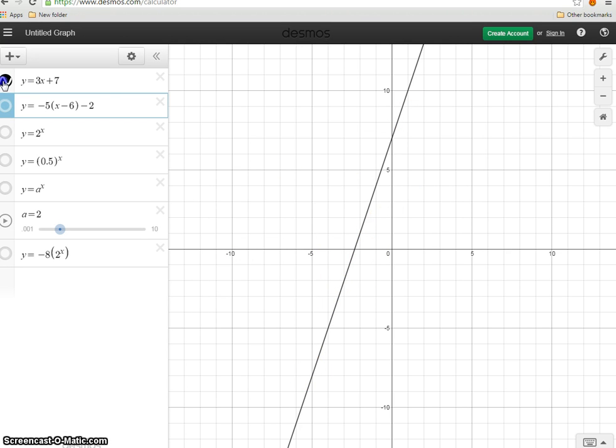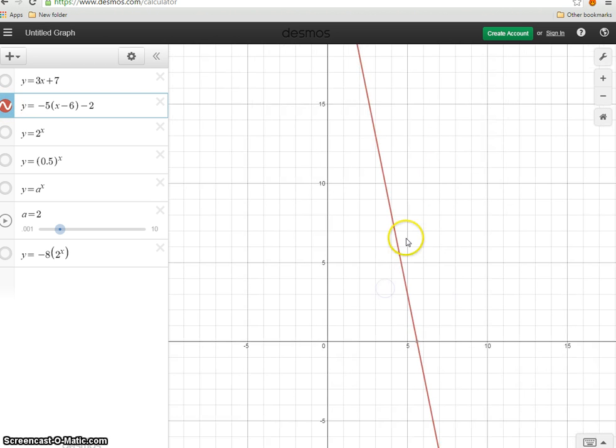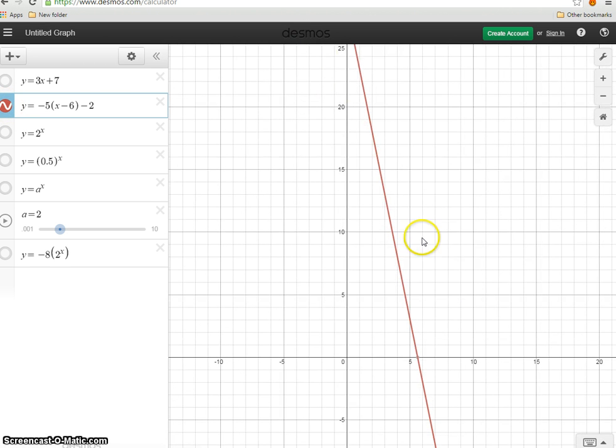If you look at our second one here, negative 5(x minus 6) minus 2, this line has a negative slope, the slope of negative 5. So from left to right, again, our function is going down, or decreasing. So this is a decreasing function.